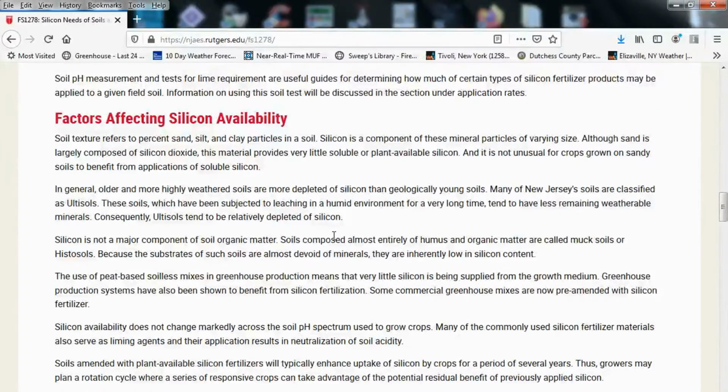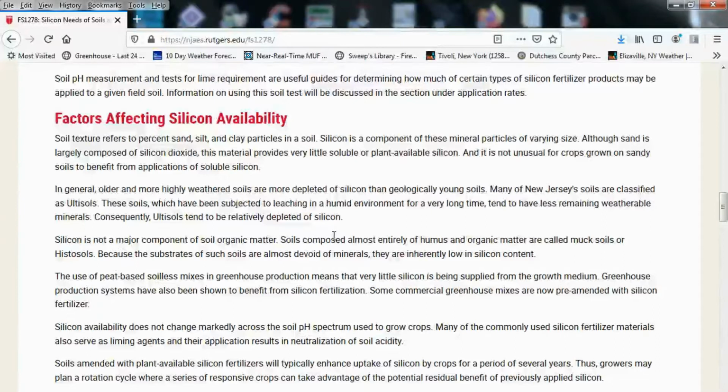Factors affecting silicon availability. Soil texture refers to percent sand, silt, and clay particles in a soil. Silicon is a component of these mineral particles of varying size. Although sand is largely comprised of silicon dioxide, this material provides very little soluble or plant-available silicon, and it is not unusual for crops grown on sandy soils to benefit from applications of soluble silicon. And, I'll add again, biology can help release that.